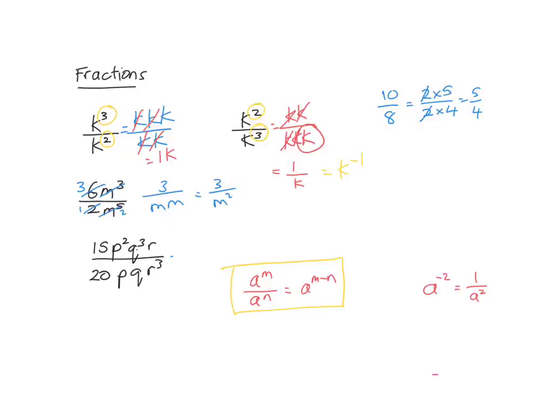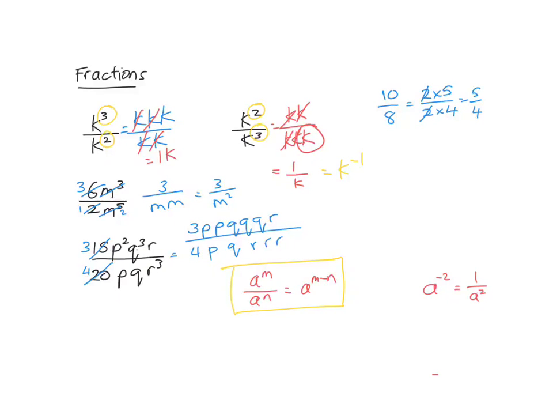And this last one here, divide by 5. So 15 divided by 5 is 3. 20 divided by 5 is 4. Now, if I write this out, running out of room here, 3 p, q, q, q, r over 4 p, q, r.